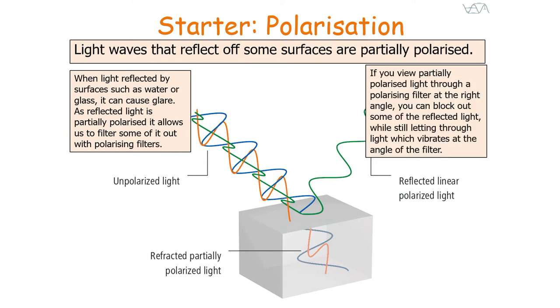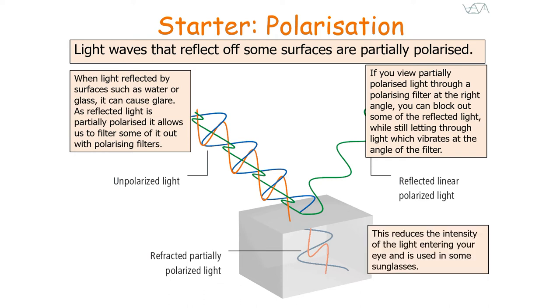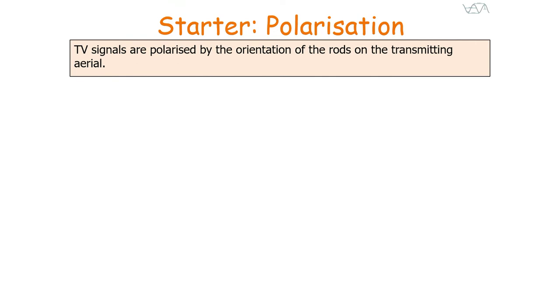So if you view partially polarized light through a polarizing filter at a right angle, it can block out some of this reflected light whilst letting some of the light through, which will vibrate at the angle of the filter. So what it will do is reduce the intensity of the light entering your eye, and it is used in some sunglasses.